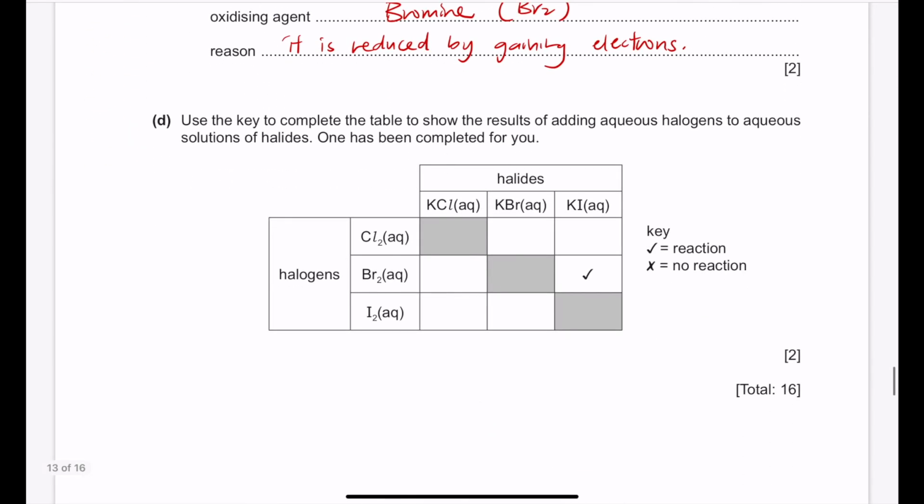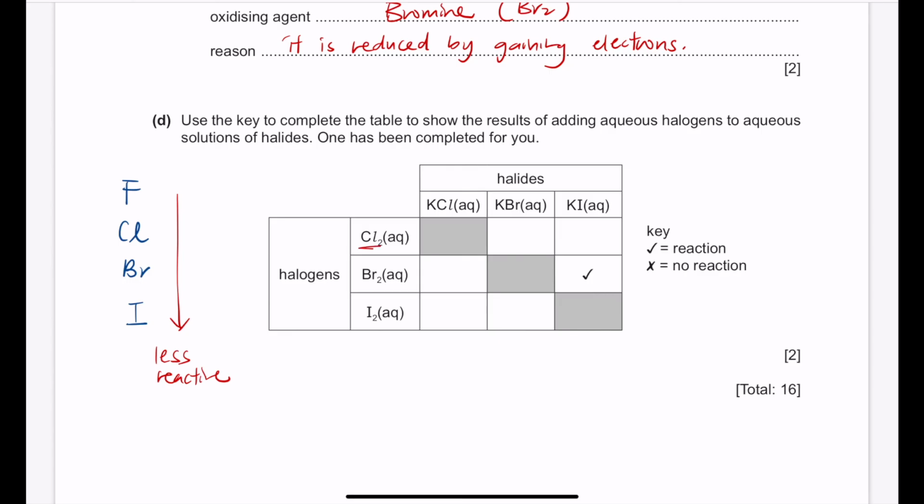Okay, next one. Reactivity. In a displacement reaction, remember, the one that is more reactive will displace the one that is less reactive. So what is the reactivity in group 7 again? How to remember group 7? Father called brother's idiot. Again, group 7, from top to bottom, it gets less reactive.